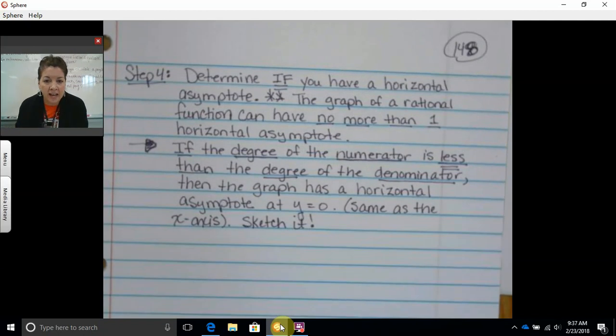Now you're only going to have that horizontal asymptote at y equals 0 if the degree of the numerator is less than the degree of the denominator. That's the only time that's where your asymptote's going to be. Okay?